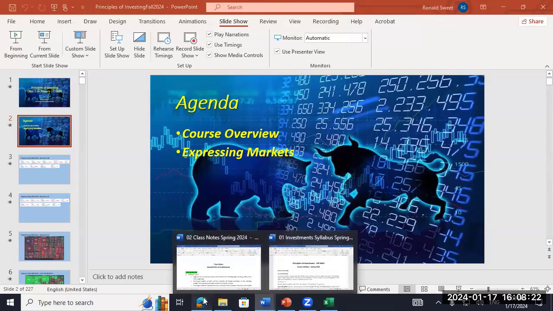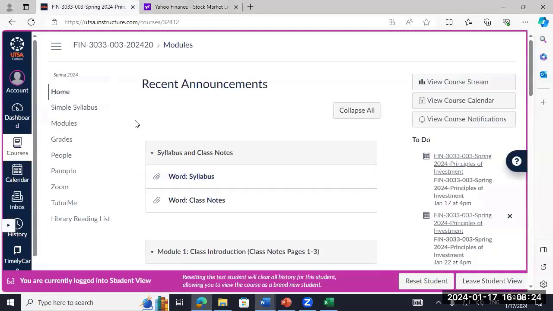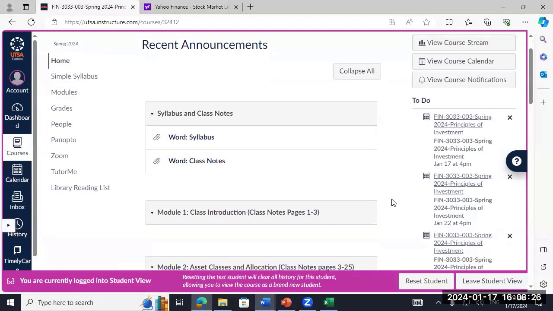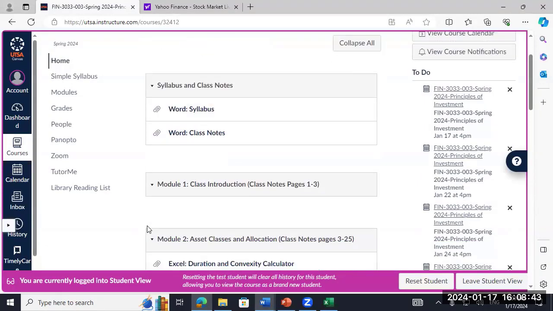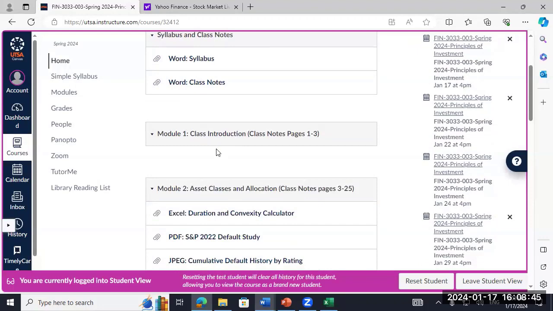So let me first show you how I have Canvas. I'm getting a little better at Canvas. So you have the syllabus, and we'll go through the syllabus, and you have class notes. So class notes are very important. You should read the class notes before class, and I'll give you some hints on some things you can do. And then we have modules. So we have an introductory section for a few classes, the first couple of pages.